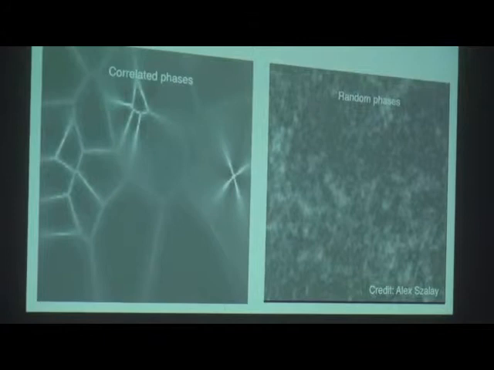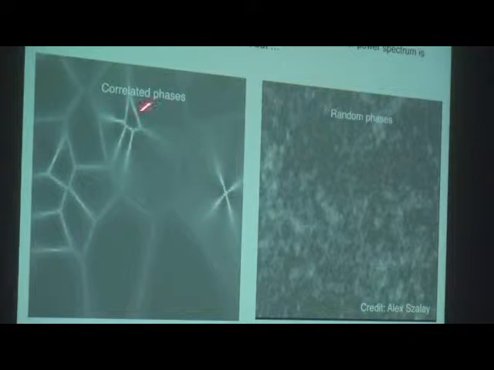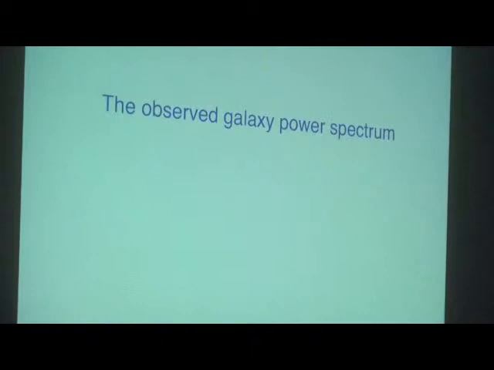And so these are plots I stole from a very old talk by Alex Szalay. They show density fields with the same power spectrum. But in this one, the phases of the Fourier modes are correlated, and in this one, the Fourier modes have random phases. And so you can see that although they have the same power spectrum, they have very different clustering behavior. But on large scales, we think the two-point functions do contain all of the information, and they contain a lot of the cosmological information.